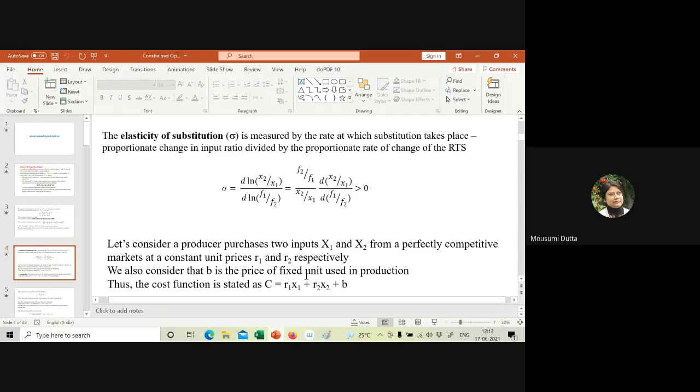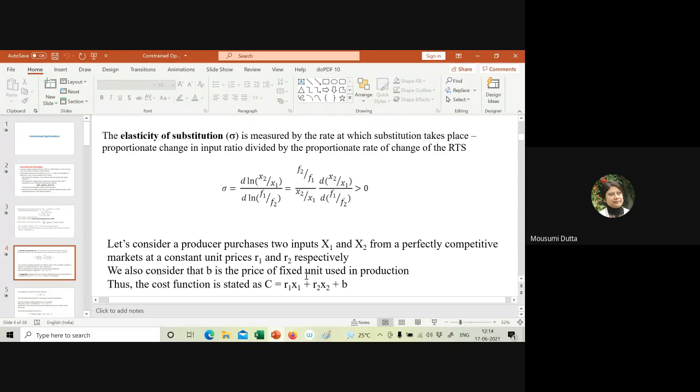Let's consider a producer who purchases two inputs, x1 and x2, from perfectly competitive markets at constant prices R1 and R2 respectively. We also consider B as the price of the fixed unit used in production. In other words, B is the fixed cost part. So the cost equation, if I write it, total cost will be the variable cost plus the fixed cost. The variable cost will be R1X1 plus R2X2. We are considering a competitive market, so remember R1 and R2 are exogenously given. So this is the required cost equation.